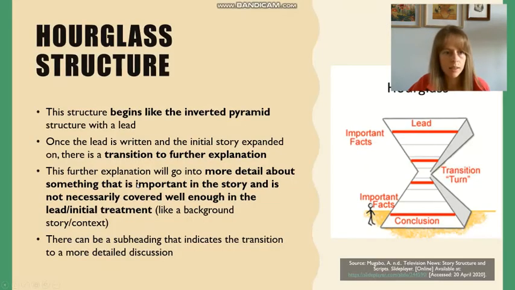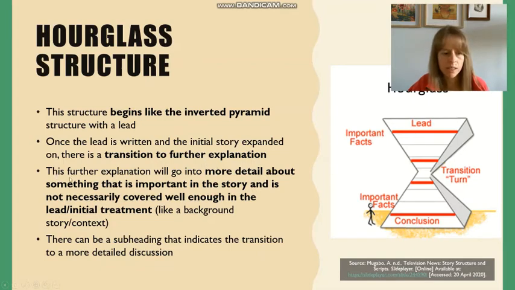Alright, so the second structure that we need to know about is the hourglass structure. Right, so this structure begins like an inverted pyramid structure. It starts basically just with the lead, and then the second paragraph and even the third paragraph just detail what the lead has covered. Alright. But the difference with the hourglass structure is that at some point in the article there's a transition of sorts. And that transition then takes the reader on to a further explanation.